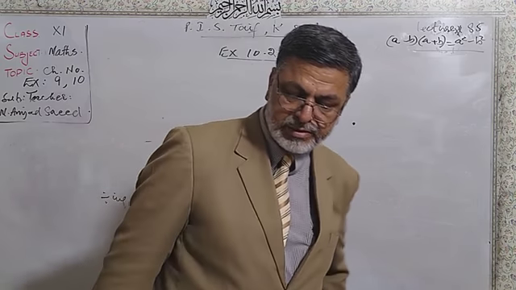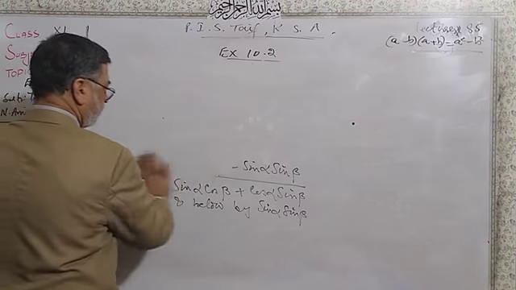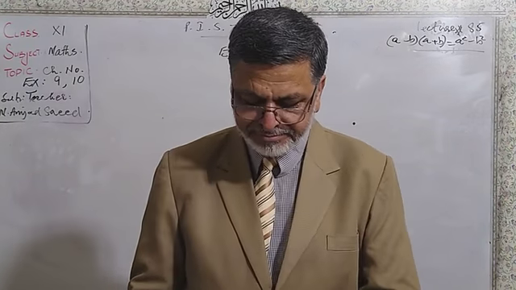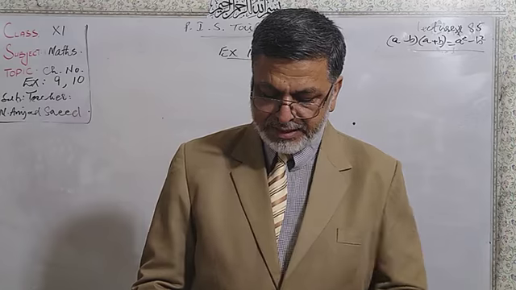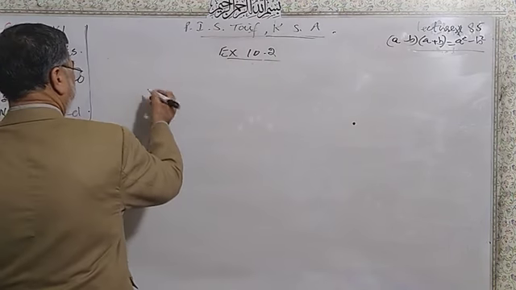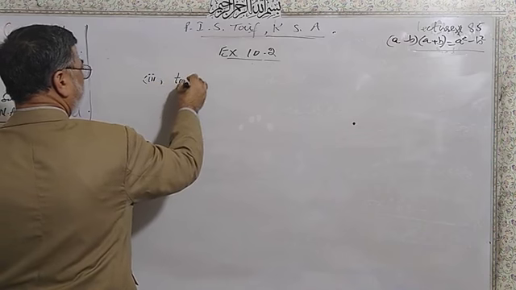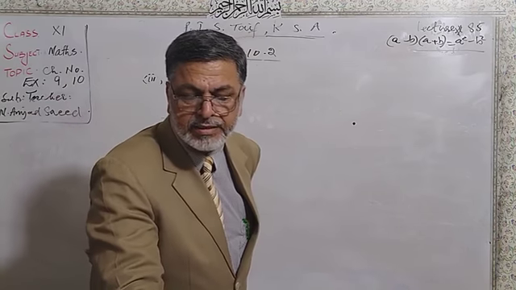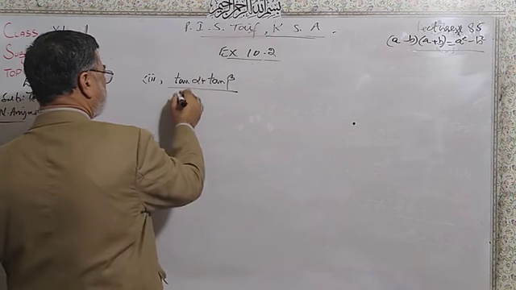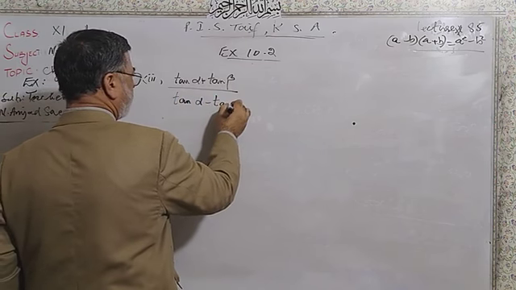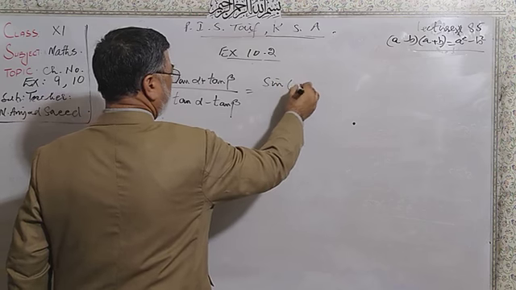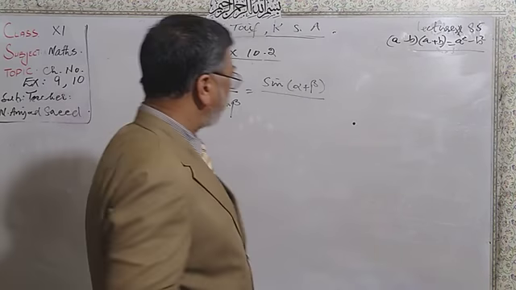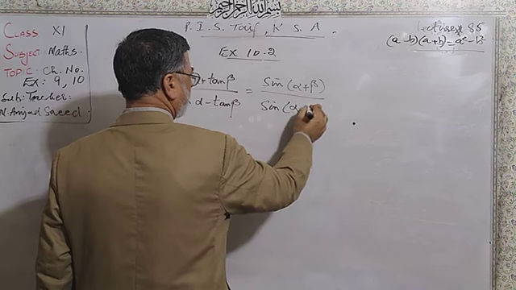After that we have part number 3. Part 3 is tangent alpha plus tangent beta over tangent alpha minus tangent beta is equal to sine alpha plus beta over sine alpha minus beta.